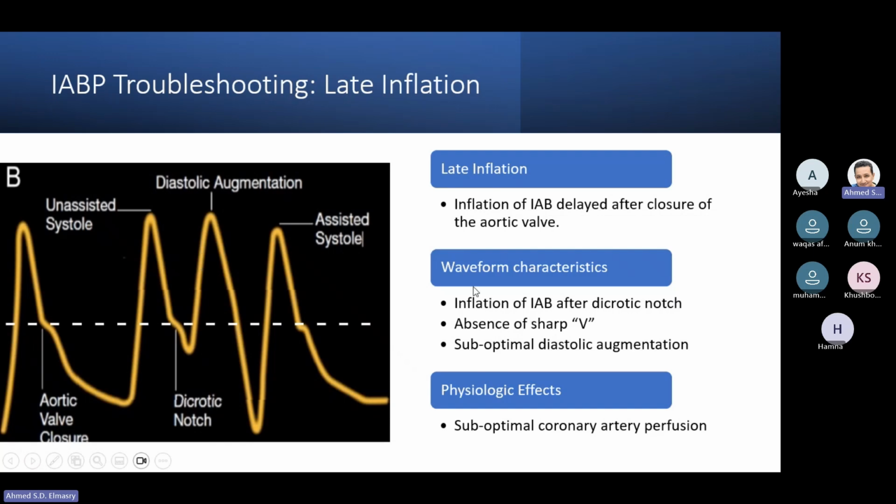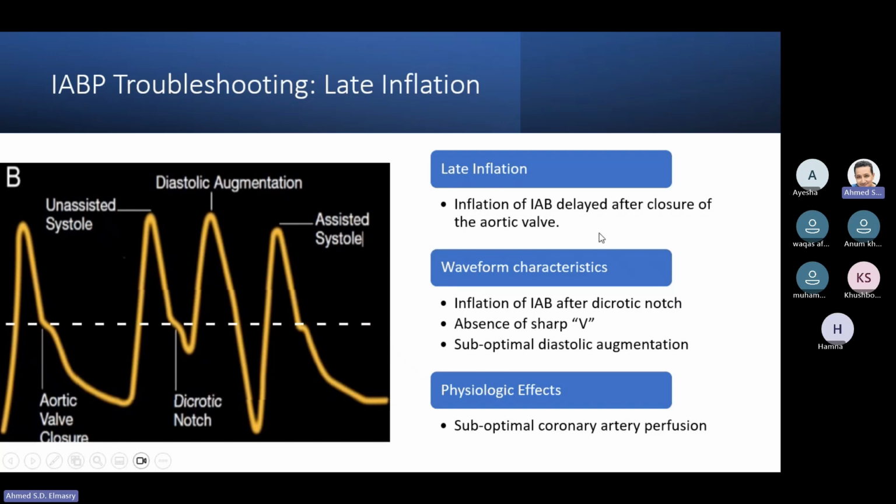And as you see, the characteristic waveform here is that you will not find the sharp V shape of this notch, but you will find a wide notch here. Instead of being a sharp V-shaped notch, you will find the gap here is wide. So this is the characteristic of the late inflation.